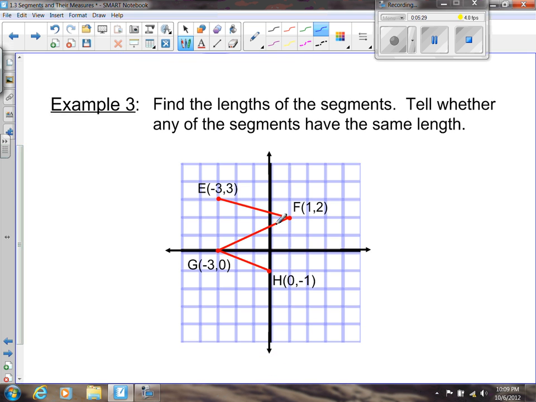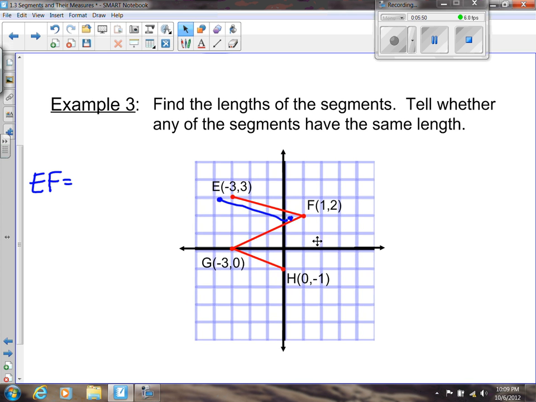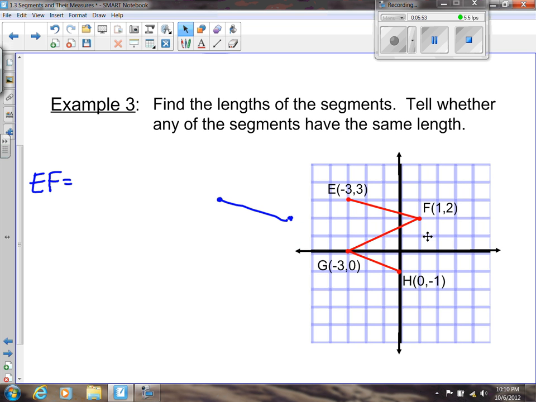Okay, and we can find all these different lengths. I think I'll maybe just do one of these, and then you can try the other ones. But if I want to find the length of segment EF, so I'm finding a length, so I don't need to put any marking over the top. The length of EF, let me move this over so I got some room to work.